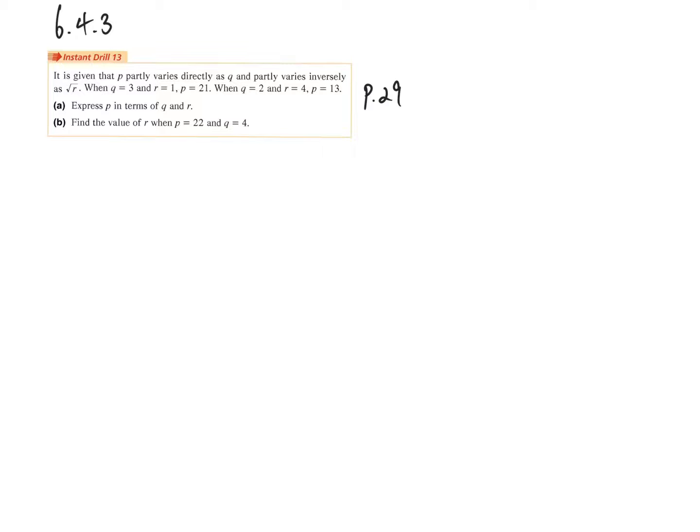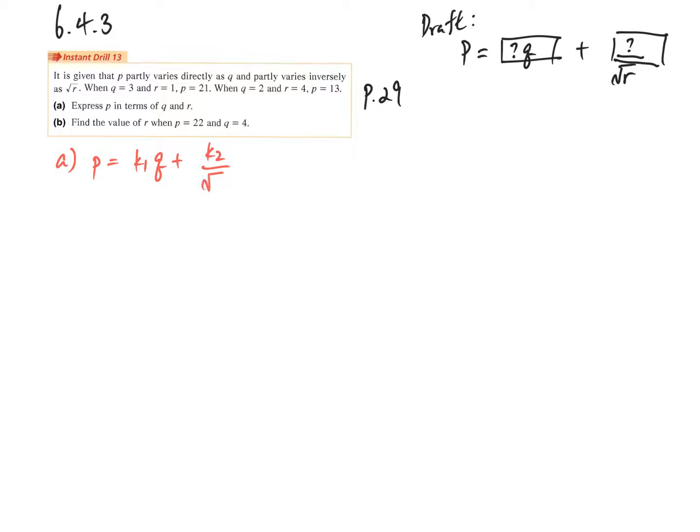So now if we do the analysis, we can understand that P is the sum of two parts, one part plus another. The first one varies directly as Q, so it should be something times Q. The other part varies inversely as square root R, so it should be something divided by square root R. Okay, so this is only a draft. But when we really start to solve a question, our first sentence should be: Part A, P equals K1Q plus K2 over square root R, where K1 and K2 must not be 0.